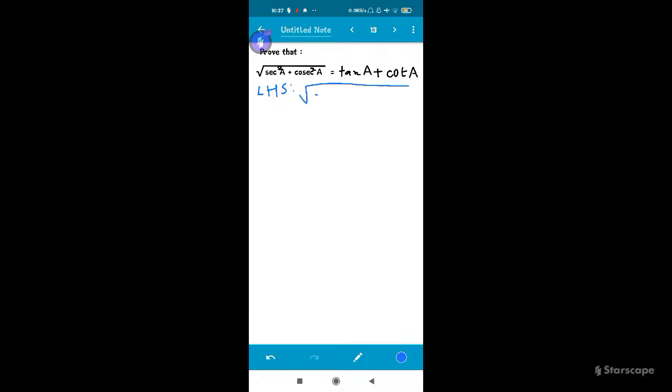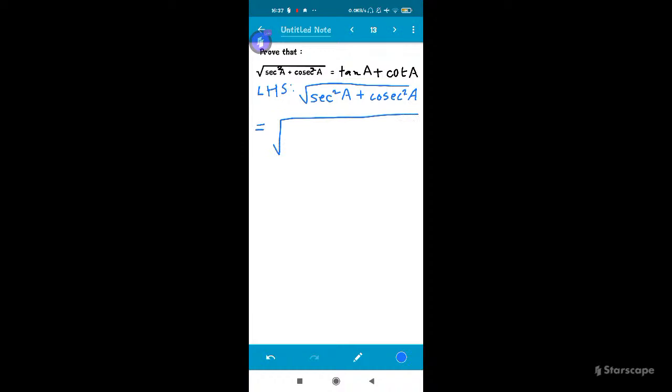So, square root of sec square A plus cosec square A. Over here we see that on the right hand side we have a relation between tan and cot, and we know that sec square A bears a relation with tan square A and cosec square A bears a relation with cot square A.